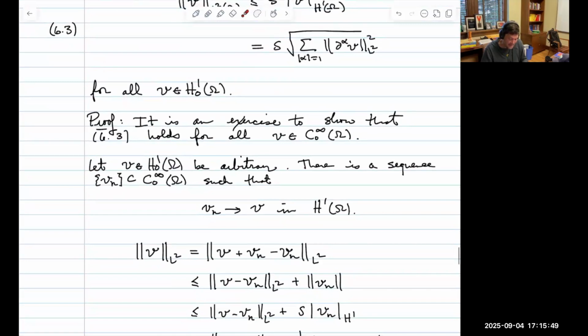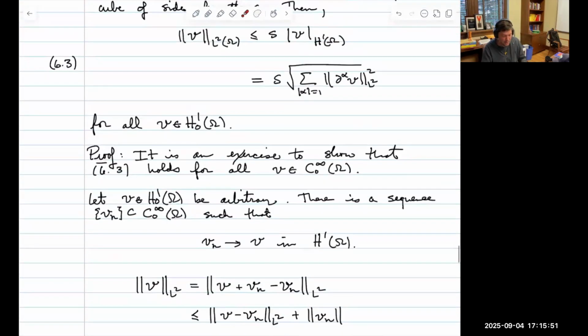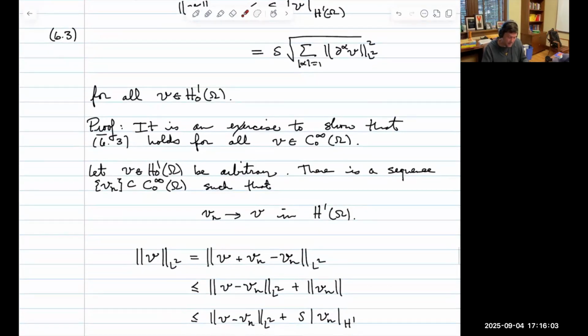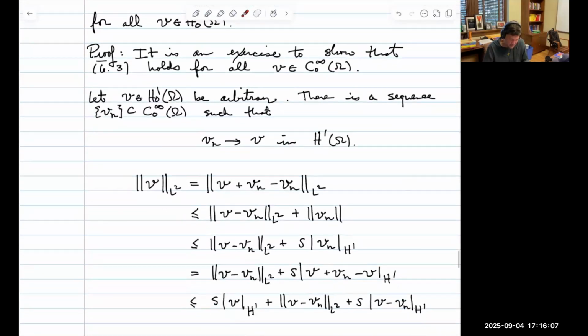Okay, so if this is true already for V in C0 infinity, how can we prove it's true for functions that are in the Sobolev space H01? The answer is we're going to use, again, a density result. And this is kind of clever, so pay attention to how this works.